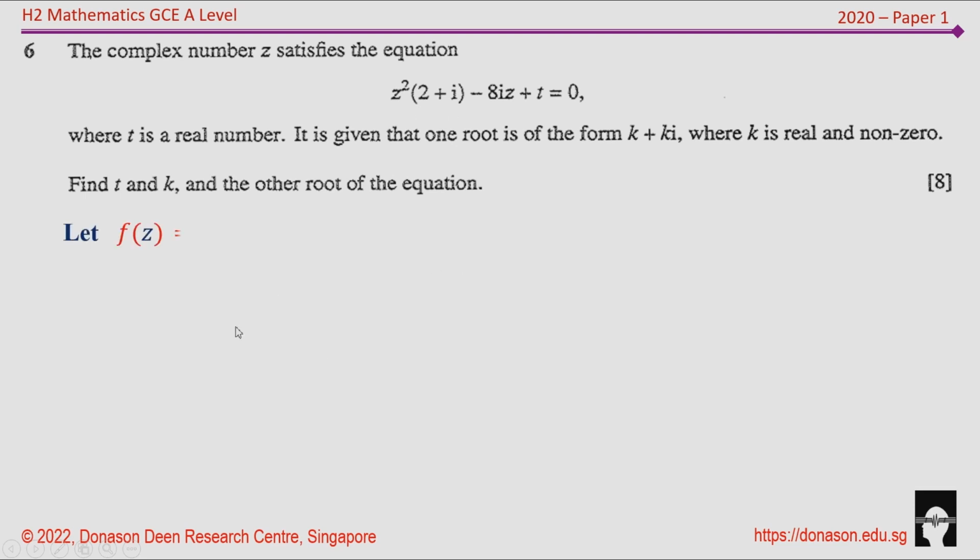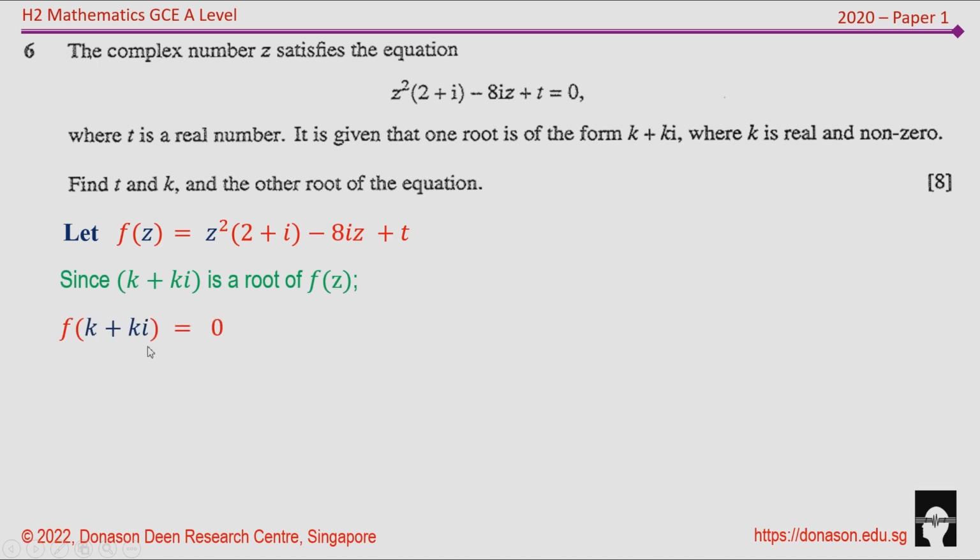So let's call this function f of z. I have just copied down f of z is equal to z squared plus (2 + i) minus 8iz plus t, exactly as given. And since we already know that k plus ki is a root of f of z, if I substitute with this, then it should be equal to 0, right? So f of k plus ki should be equal to 0.